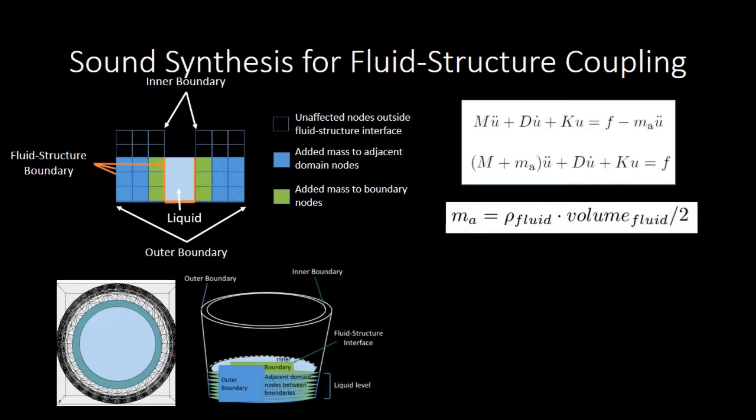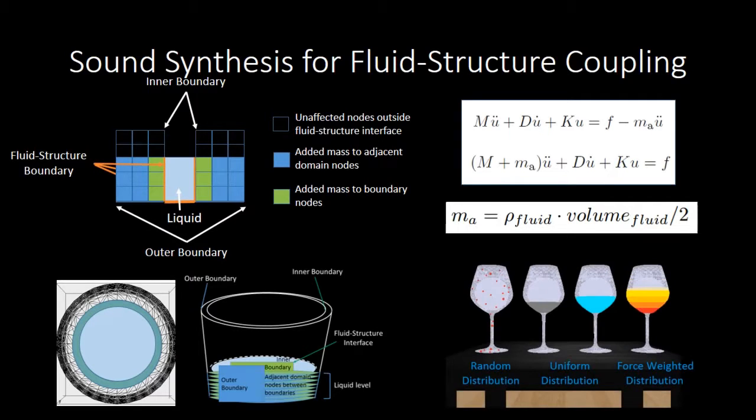Note that mass added to the mass matrix is included in the damping matrix as well, assuming that we are using the Rayleigh damping model. Randomly distributing the added mass over the entire structure also modifies the sound, but the resulting frequencies are closest to real-world recordings when we distribute the added mass uniformly or weighted based on the local force along the fluid structure boundary.